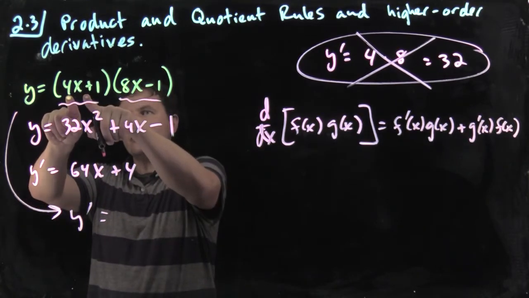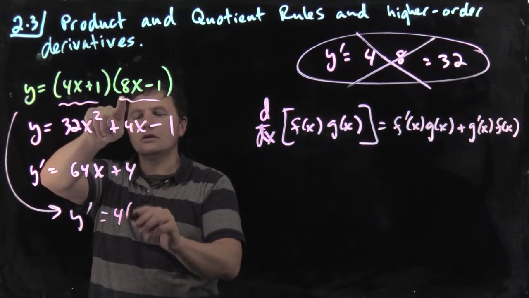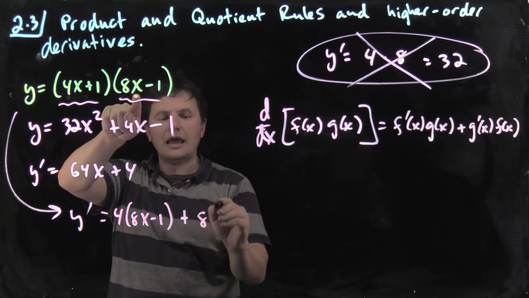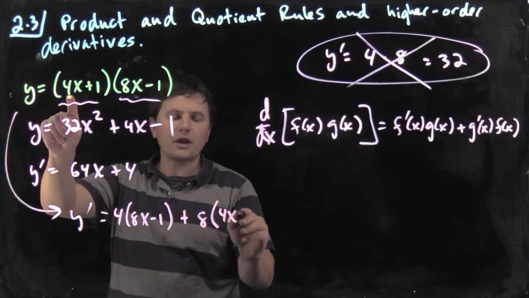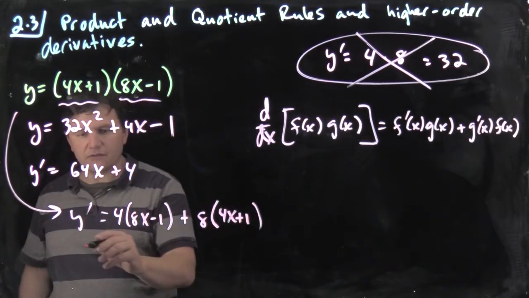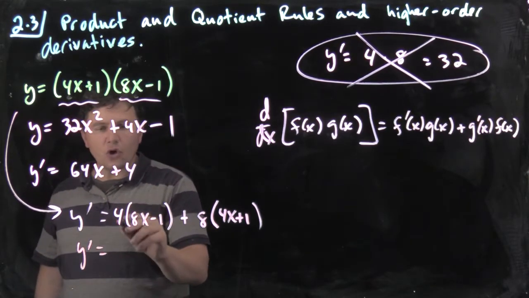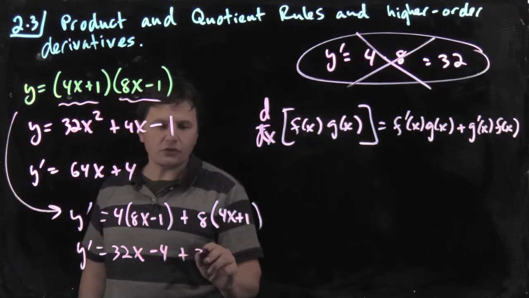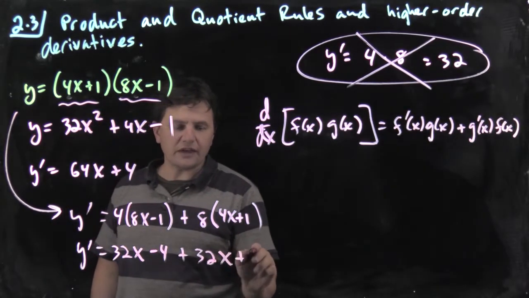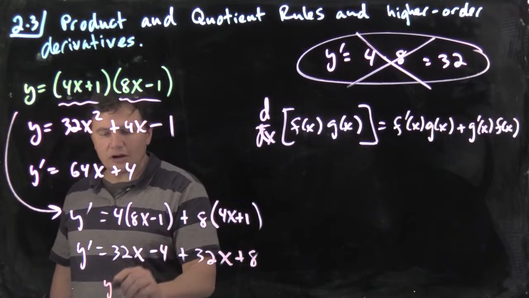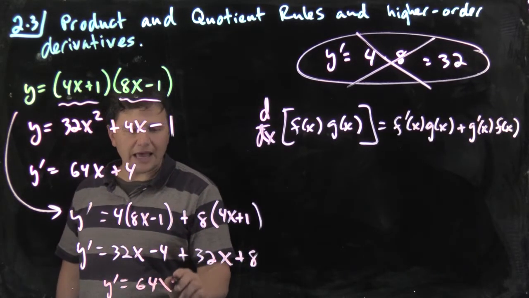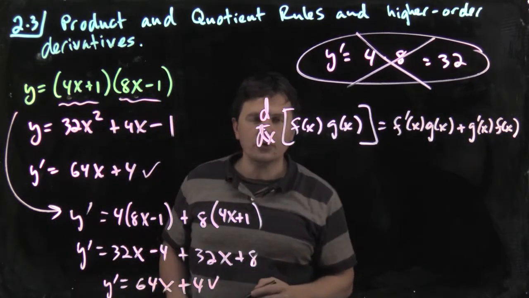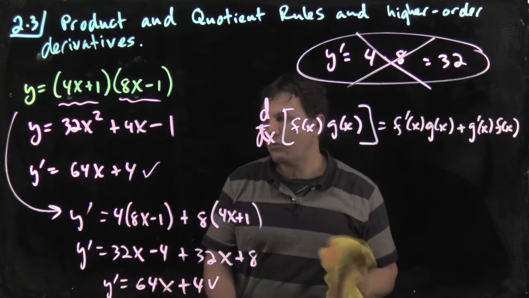So we're going to take the derivative of this one first. So that's 4. Copy down the other factor. Plus, now we take the derivative of this factor, 8. Copy this one down. Let's simplify and see if this gives us what we're looking for. So that gives us 32x minus 4 plus 32x plus 8. Combine like terms there. y prime is equal to 64x plus 4. And there you go. We're getting the same thing. So that is good news. So that is how we do products.